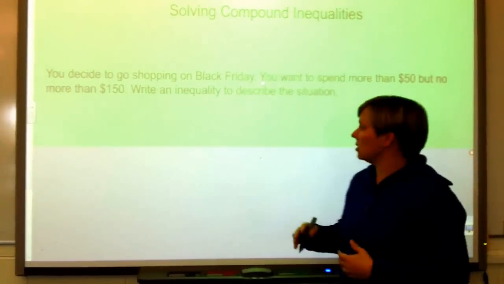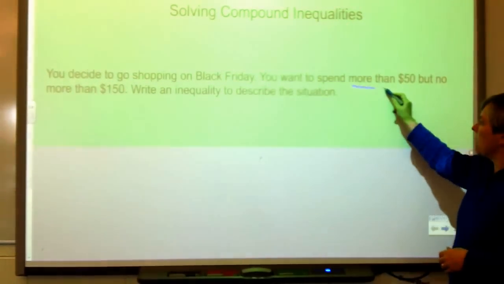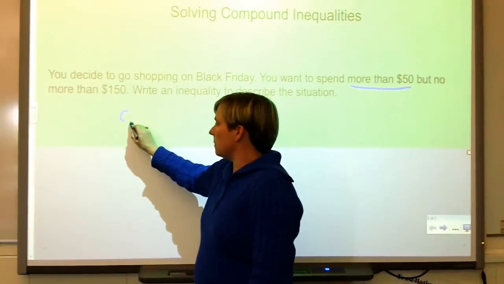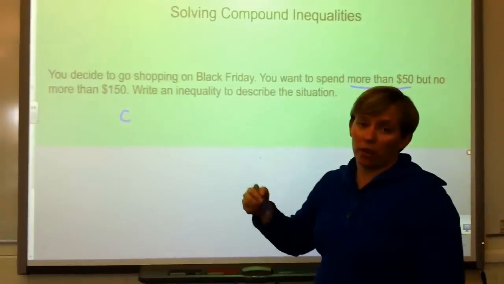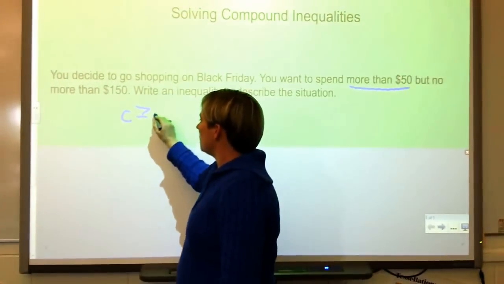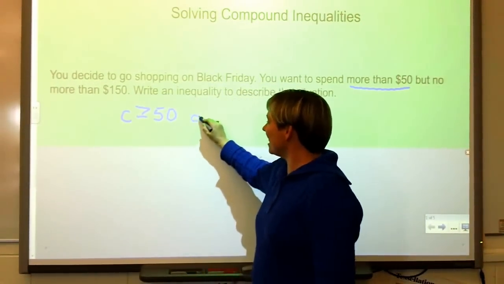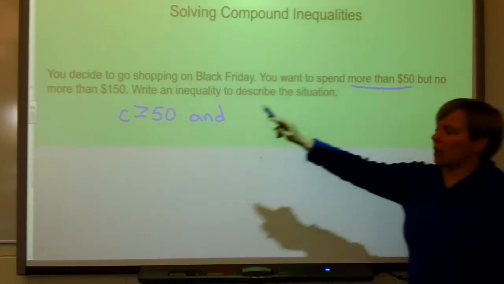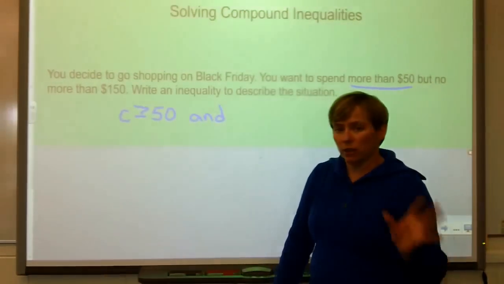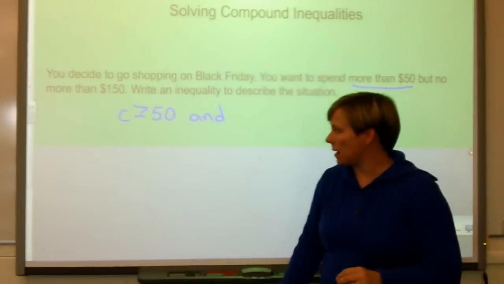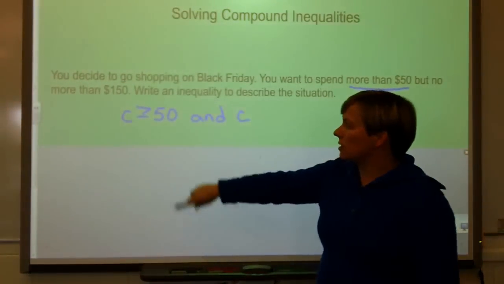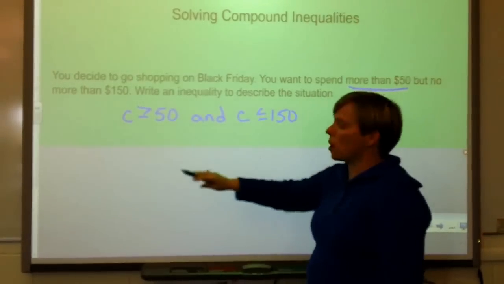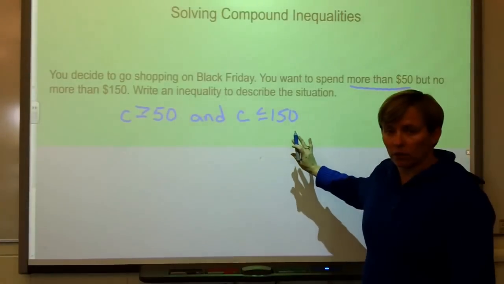One thing we can do is we can start with this parameter. I want to be more than 50. So the total cost of what I'm going to spend, we'll say C, has to be greater than or equal to 50. And at the same time, because I have no more than 150, I want what I cost to be less than or equal to 150. So that's one way that I could write this inequality for this situation.